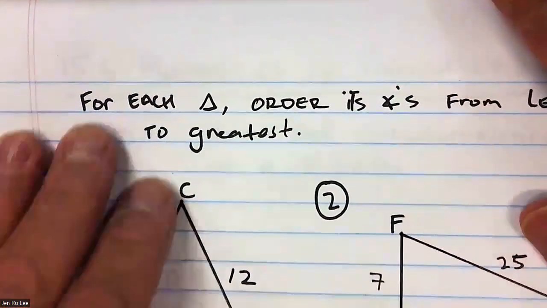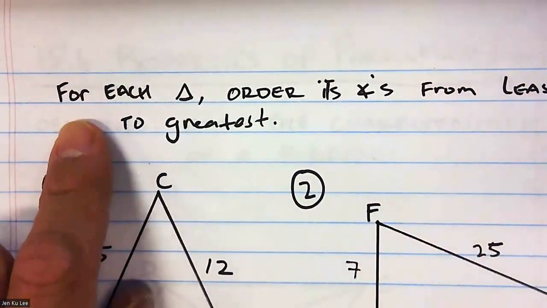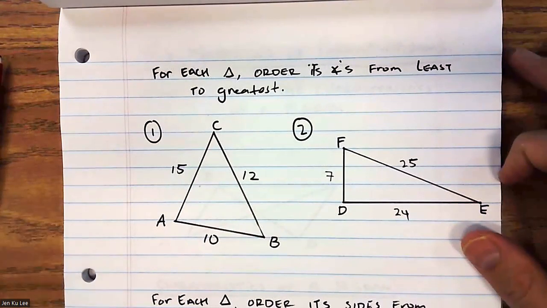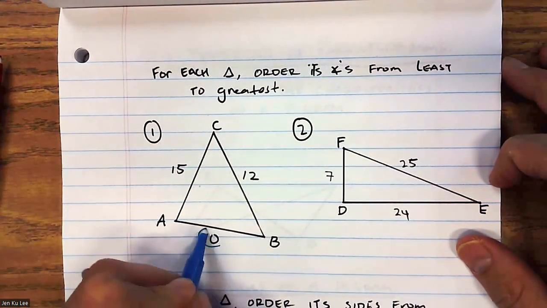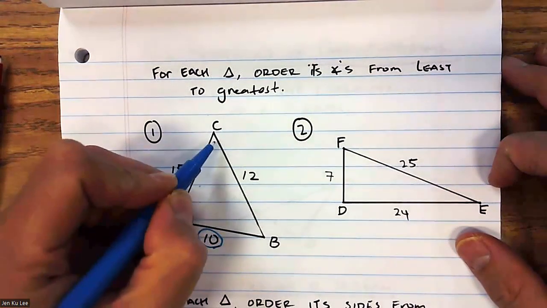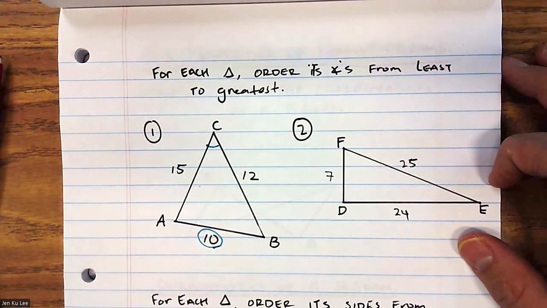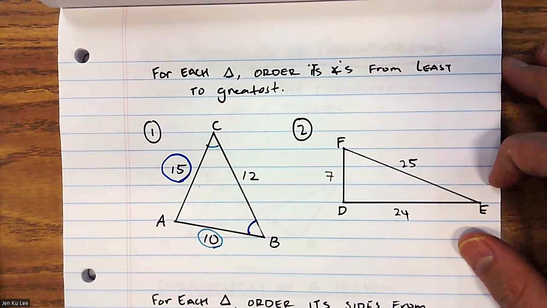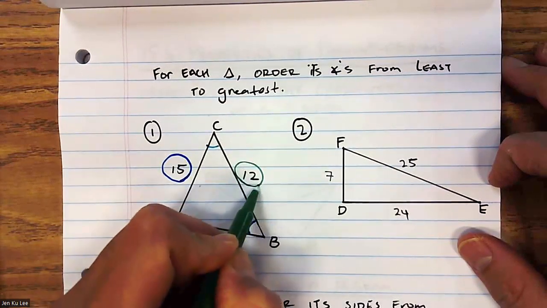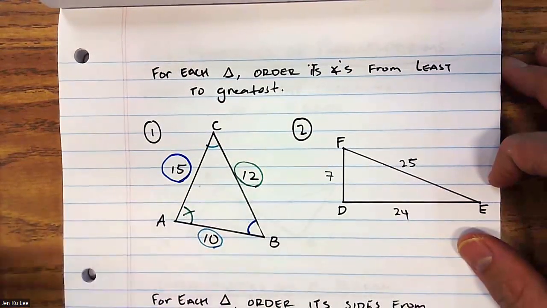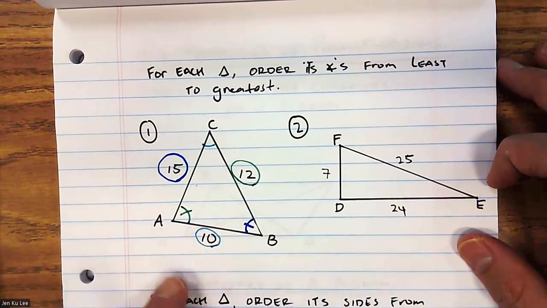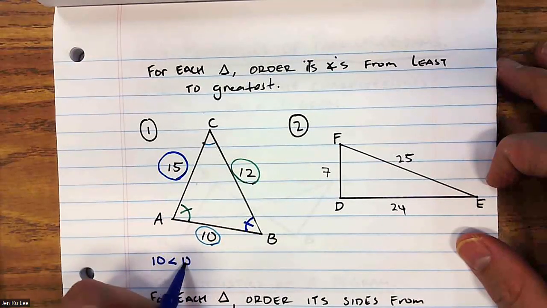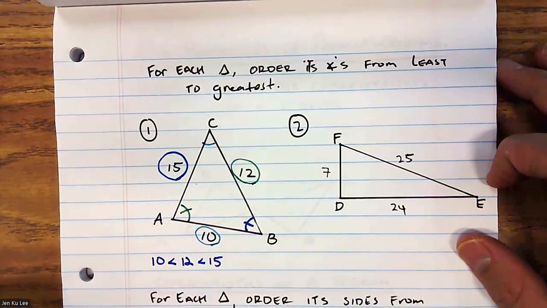So for each triangle, order its angles from least to greatest, okay? So this 10 here, the angle opposite this side is this angle here, right? The angle opposite this side is this angle here. And the angle opposite this side is this angle here, right? And they are all different in lengths. So I know 10 is less than 12, which is less than 15, right?